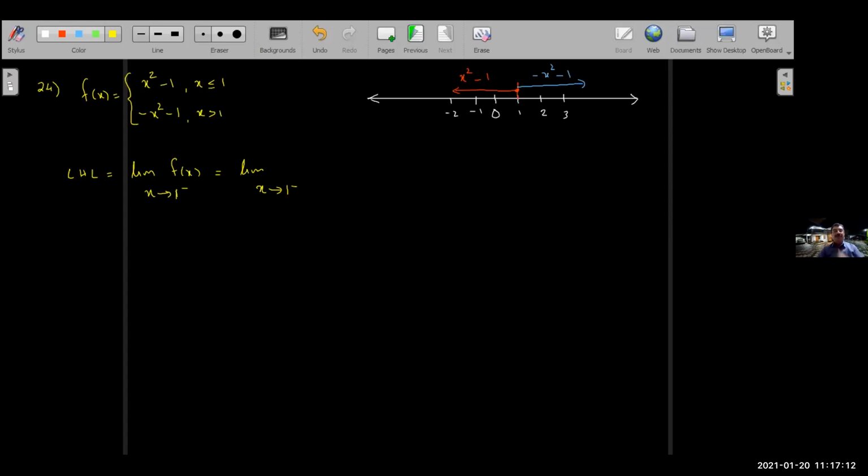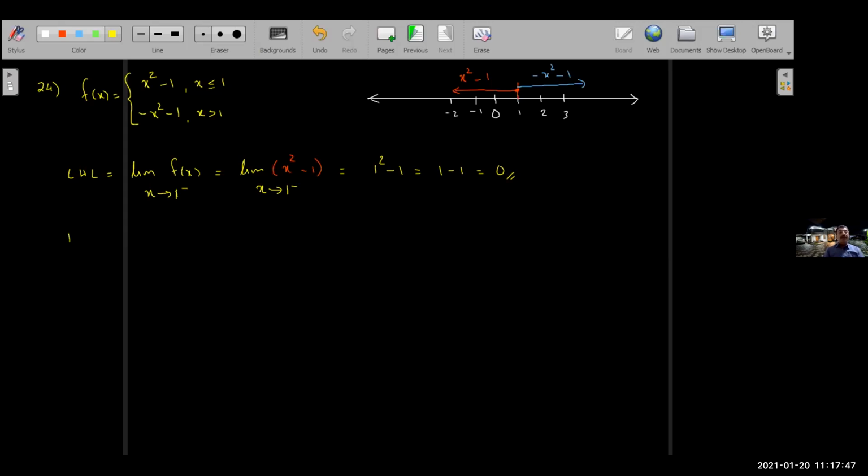Yes, sorry. So 1 minus f(x) means towards left of 1. We can see that towards left of 1, the definition of function is x square minus 1. Now, to evaluate this one, directly substitute it. 1 square minus 1, which is 1 minus 1, 0. This is LHL.